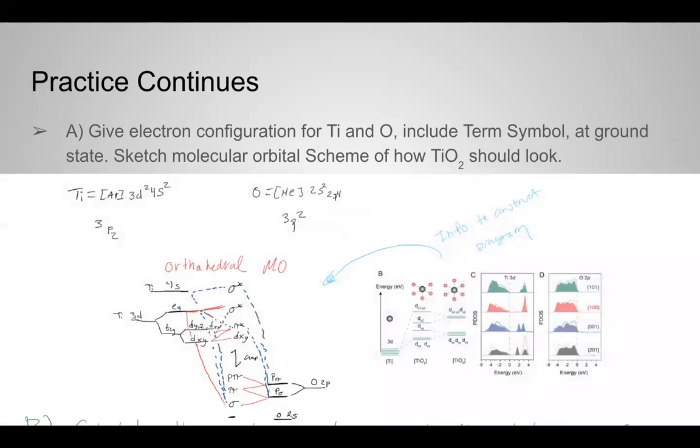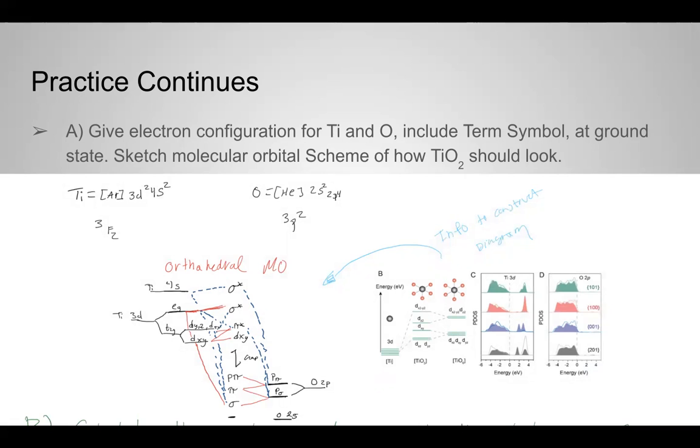So titanium has an electron configuration of argon 3d2 4s2. 3d, as you guys know, since it has a slight energy difference, you can flip it. Instead of having 4s squared, 3d squared, it can be flipped around, and this configuration allows for the 3F2. Oxygen, on the other hand, will give a helium 2s2 2p4, and this gives the term symbol of 3P2.